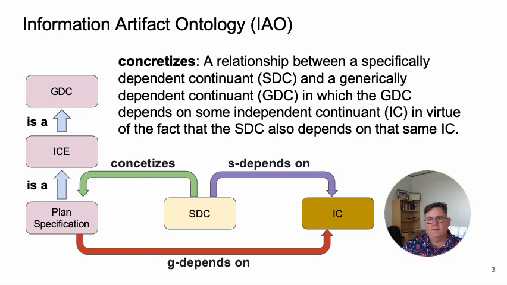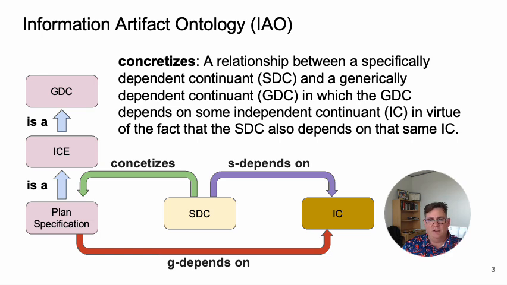Within the OBO Foundry, the information artifact ontology has had a profound influence on how plan specifications, the intention to carry out a plan specification, and the process during which a plan specification is executed are represented. IAO extends the basic formal ontology. A plan specification is a type of information content entity that generically depends on one or more independent continuants. I'll say more about this on the next slides.